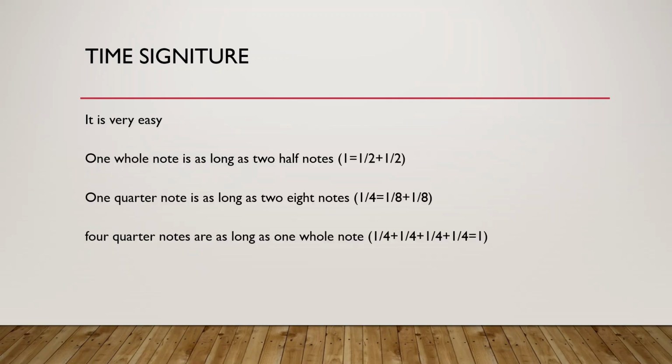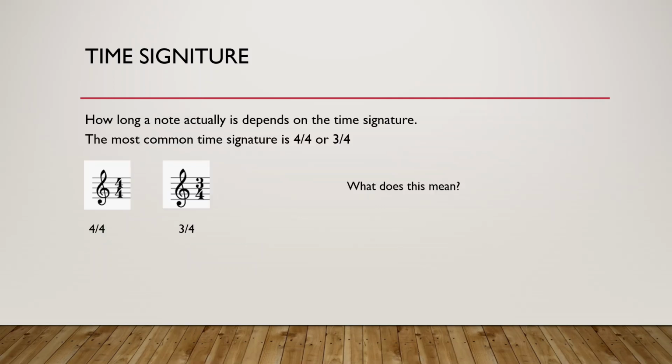And it's actually very simple. One whole note is as long as 2 half notes, because 1 equals half plus half. And a quarter note is as long as 2 eighth notes, and 4 quarter notes is as long as 1 whole note. So far, it's quite easy math. So how long a note actually is depends on the time signature, and the most common time signature is 4/4 or 3/4. But what does this actually mean?